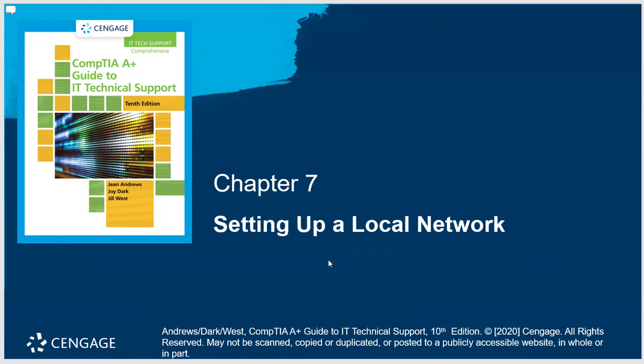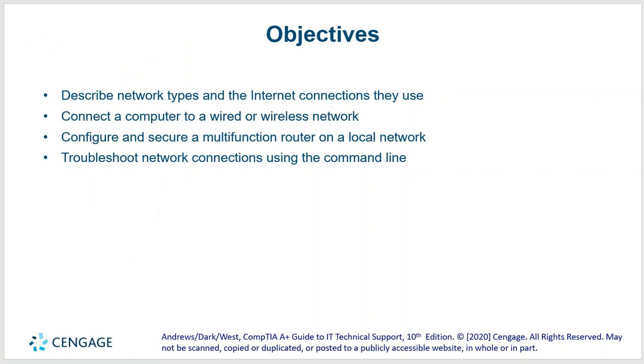Okay, welcome to Chapter 7. Setting up local networks. Alright, so we're going to describe network types and internet connections, connect a computer to a wired or wireless network, configure and secure a multifunctional router, and troubleshoot network connections.